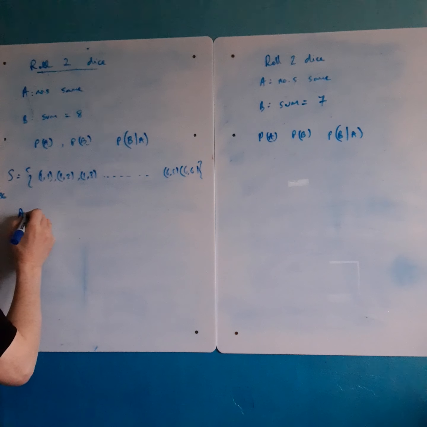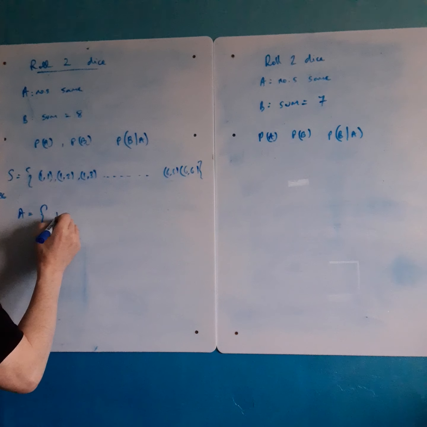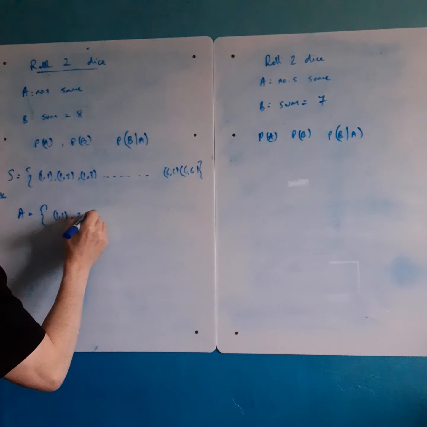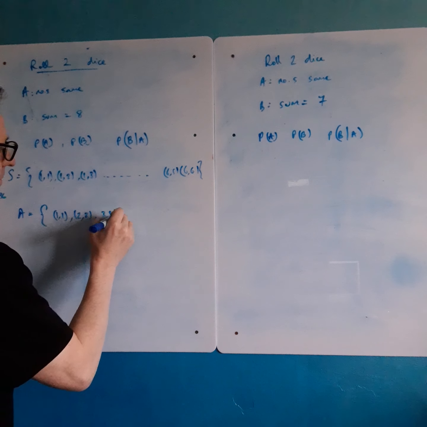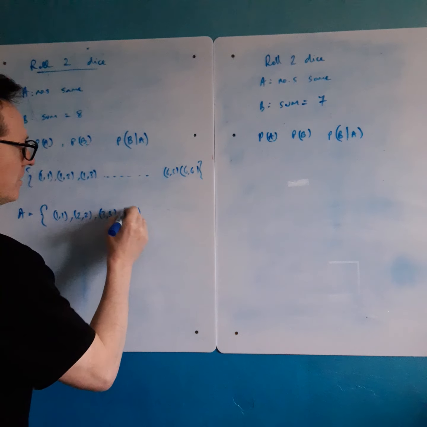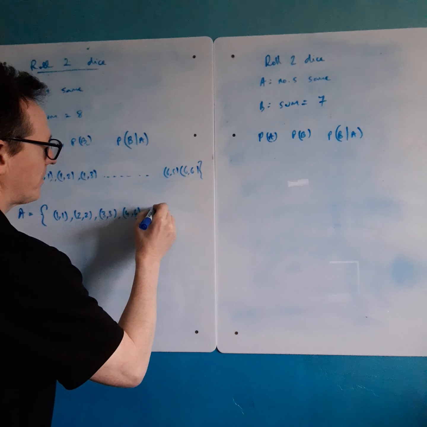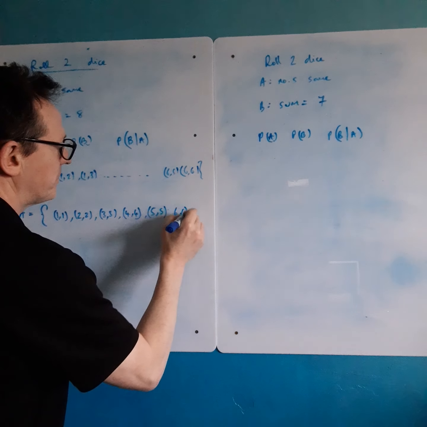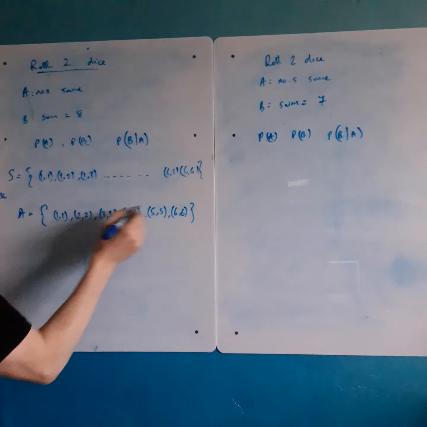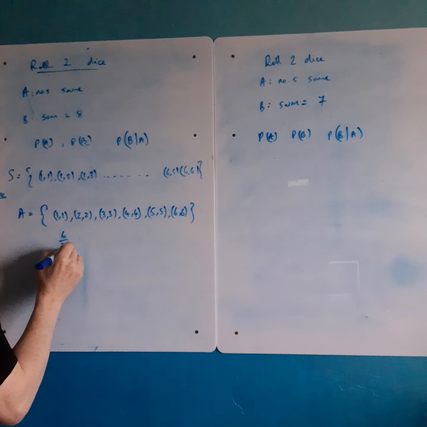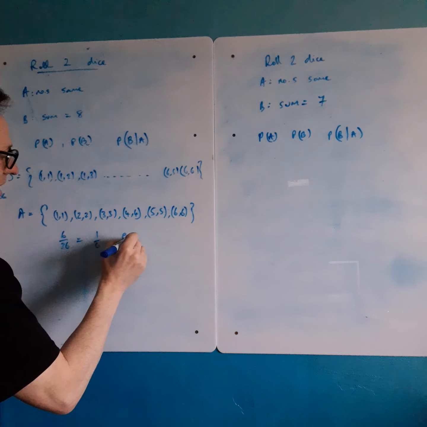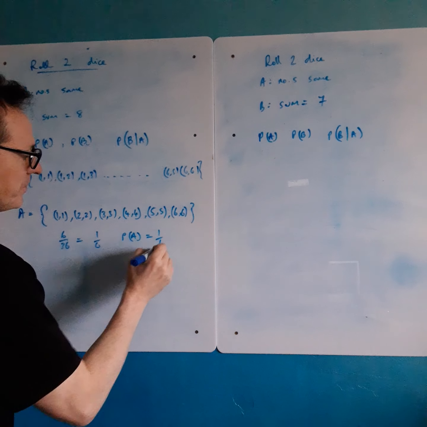So A is the probability that the numbers are the same. So we write down the set in A. It's obviously double 1s, double 2s, double 3s, double 4s, double 5s, or double 6s. Okay, so we can see 1, 2, 3, 4, 5, 6. So there's 6 ways out of 36, which is 1 in 6. So the probability of A is 1 in 6.